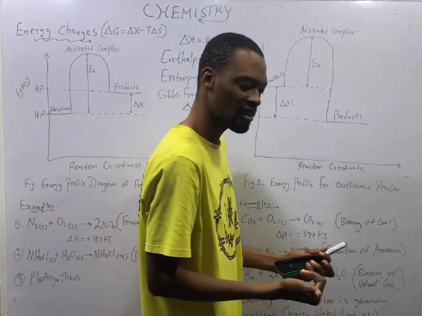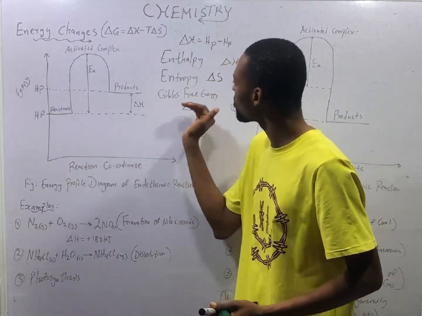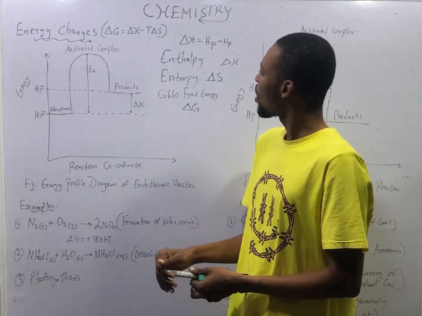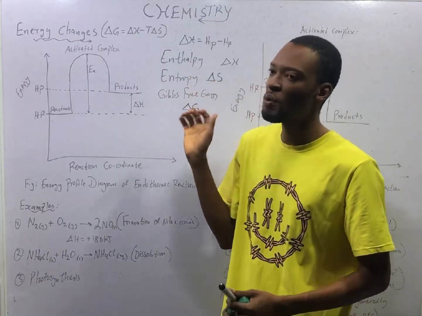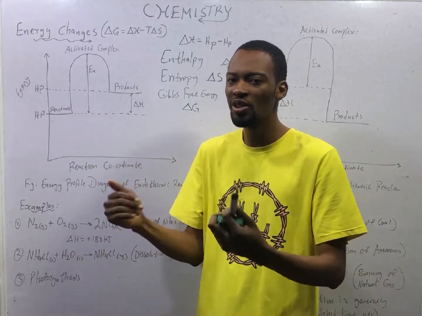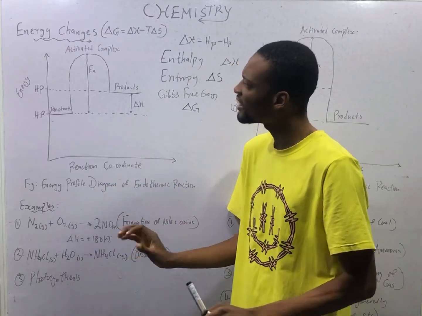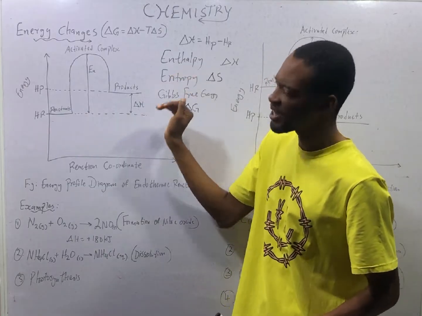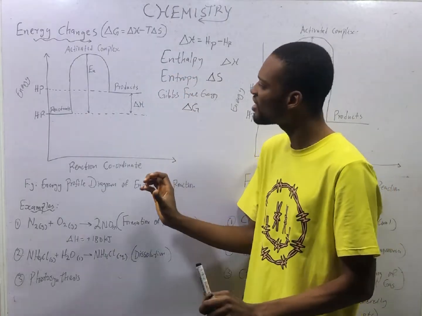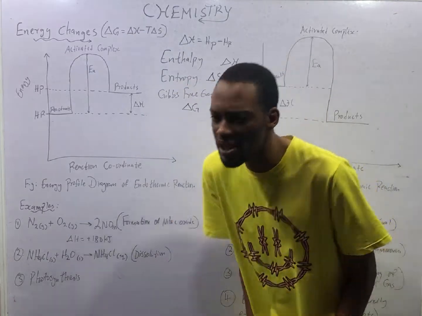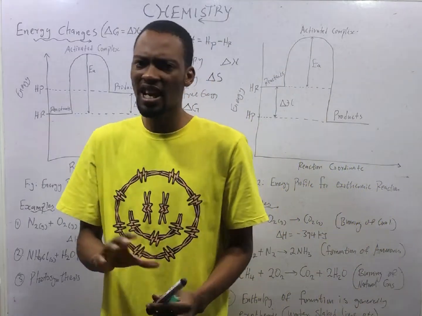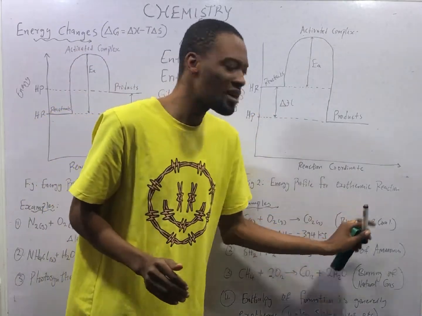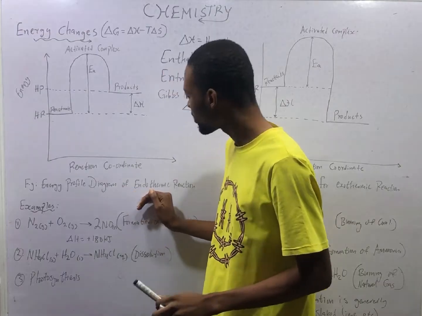All that being said, if these are the factors that determine spontaneity of a chemical reaction, what values of these will make a reaction spontaneous or not spontaneous? Before then, let's look at something. In terms of heat changes, or in terms of enthalpy, a reaction can be exothermic or endothermic.